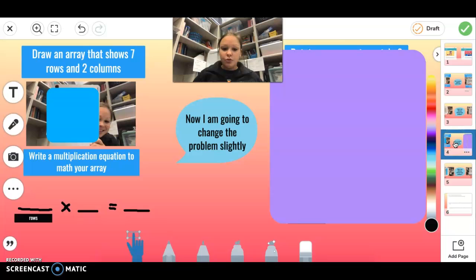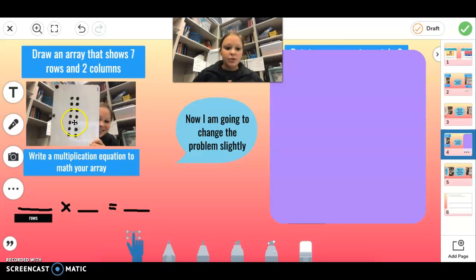Here, I want you to draw an array that shows 7 rows and 2 columns. And I want you to pause the video until you're finished. Alright, so here's an array showing 7 rows and 2 columns. I have 1, 2, 3, 4, 5, 6, 7 rows and 1, 2 columns.